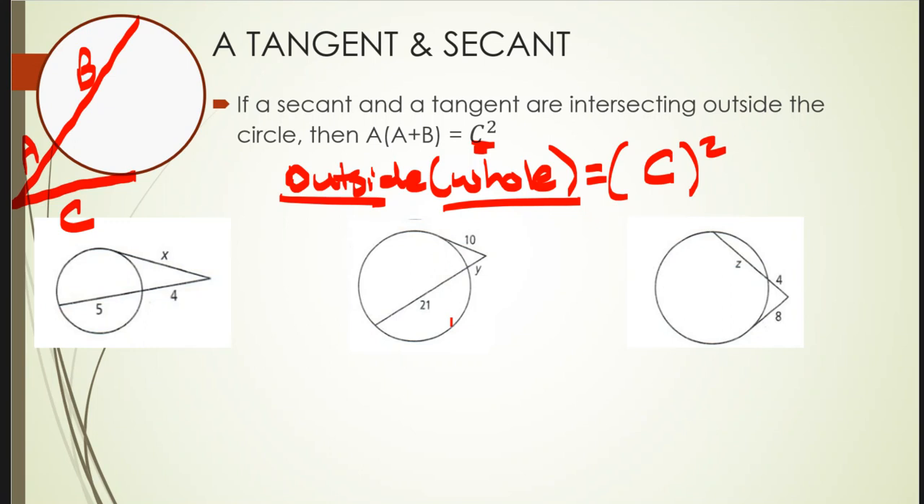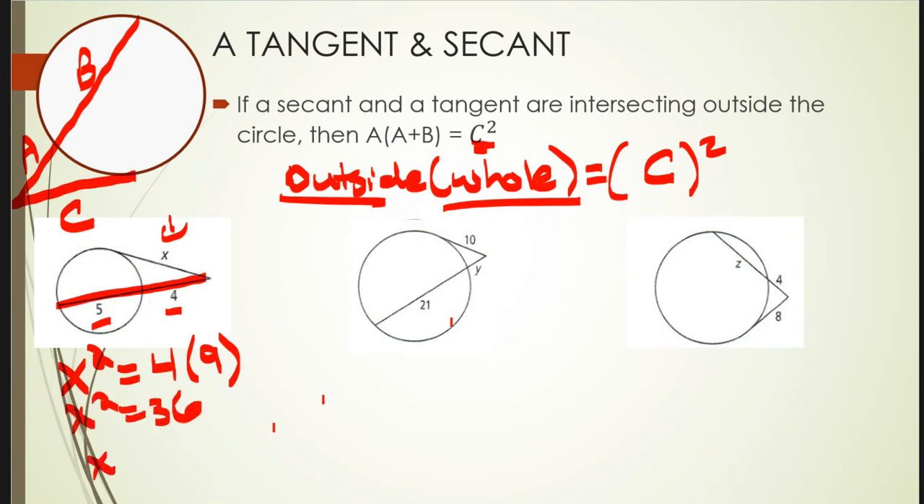So for this one, x here is the tangent, so it's gonna be the thing that's squared. It's gonna be x squared equals the outside times the whole. And the whole here is 4 plus 5, so 9. We have x squared equals 36, and we get x equals 6. We take the square root.